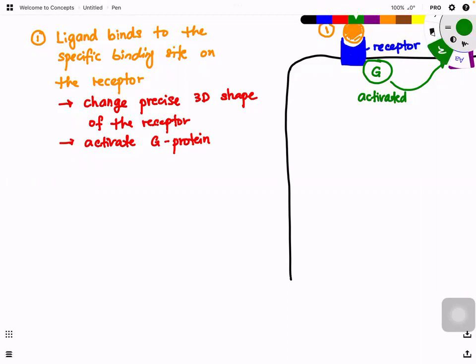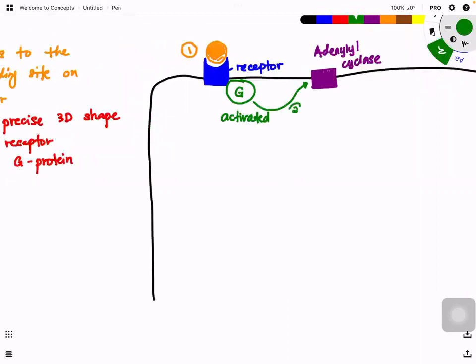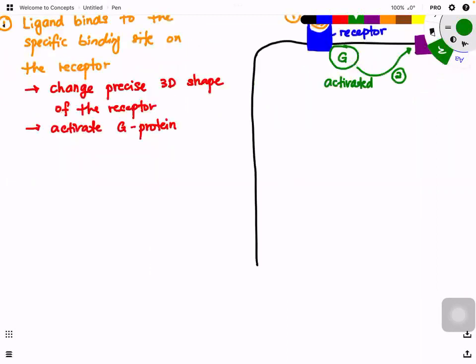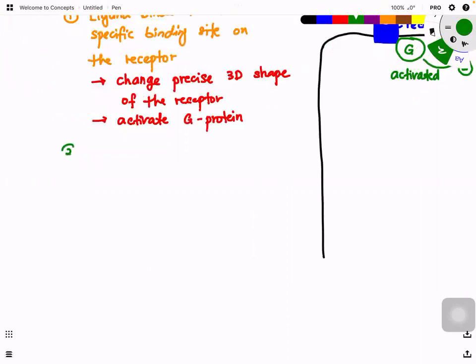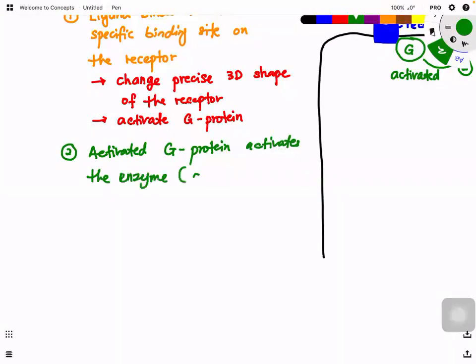Okay, step number 2. So what is step number 2 in this case? The activated G protein activates the enzyme. This enzyme is adenylyl cyclase. So this is the second process.